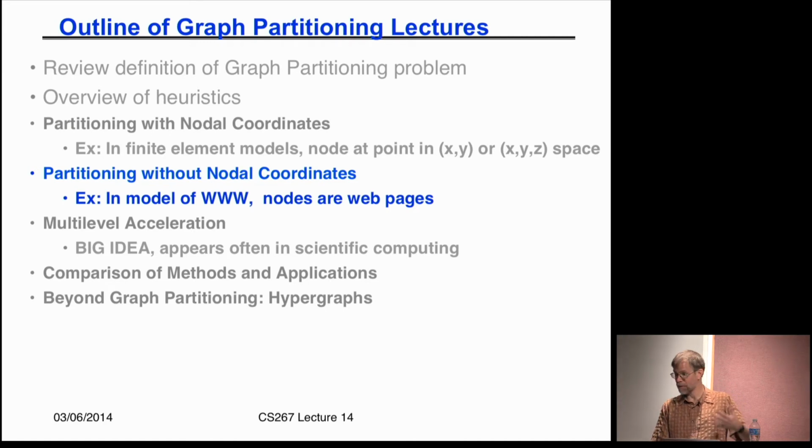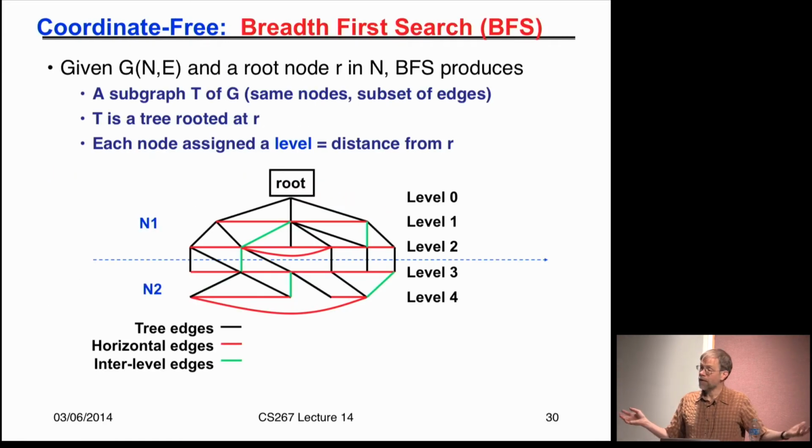Let me start with the simplest one you could imagine, breadth-first search, right? And just to maybe review a little graph theory: given a graph and a root node, pick any old vertex, what does breadth-first search do? It takes all the edges and it classifies them into three different kinds. It creates a tree, a breadth-first search tree. Those are the black edges. And what do those black edges do? They tell you the shortest path from the root to any vertex.